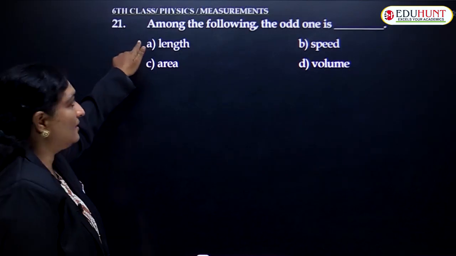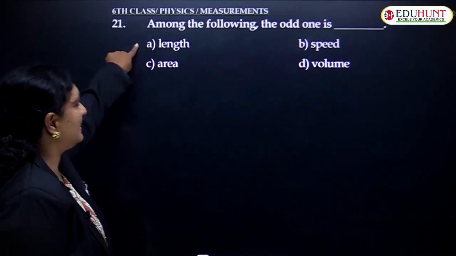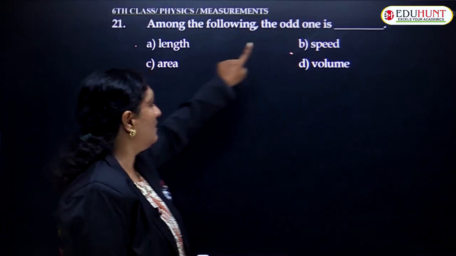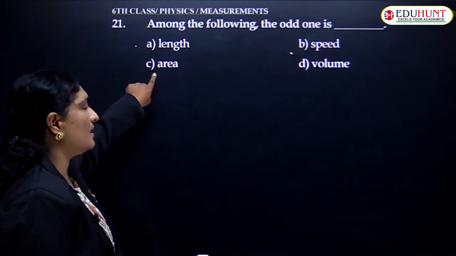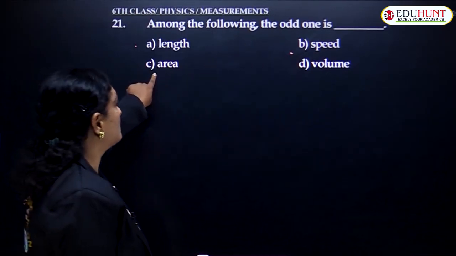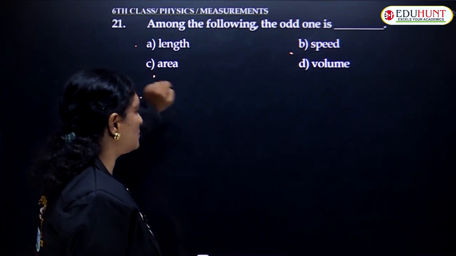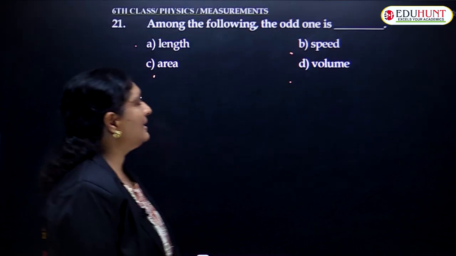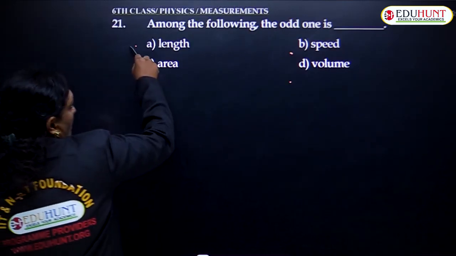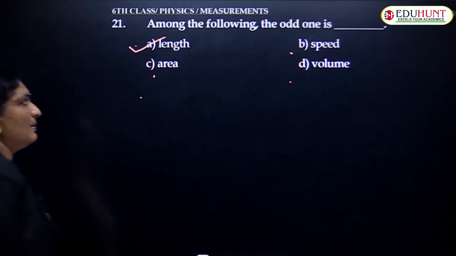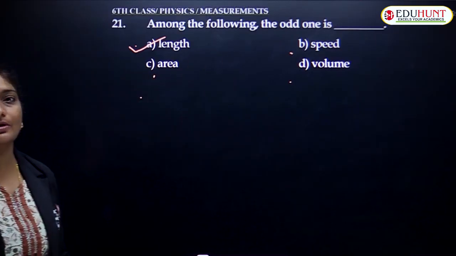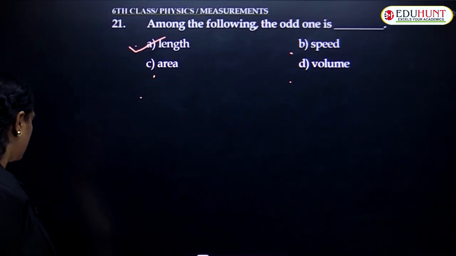It is a fundamental unit. So, length is a fundamental unit, whereas speed is a derived unit, derived from length and time. Area is also a derived unit, derived from length multiplied 2 times. Volume is also a derived unit, length multiplied 3 times. Hence, the odd one among them is length, because only length is a fundamental quantity, whereas the rest of the 3 are derived quantities.